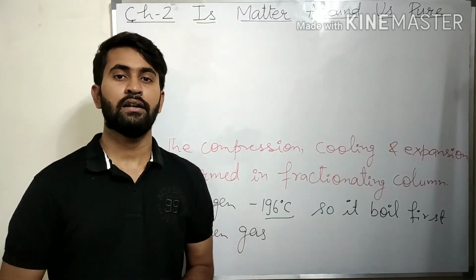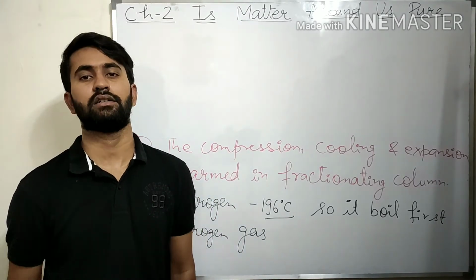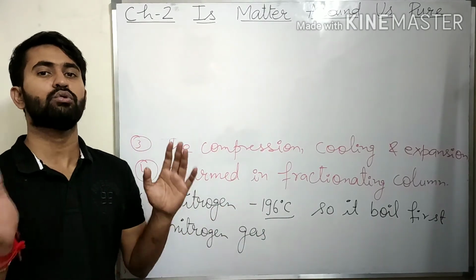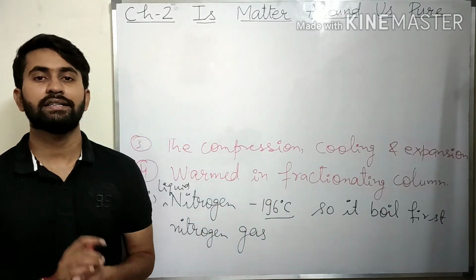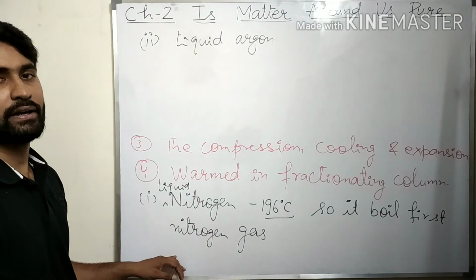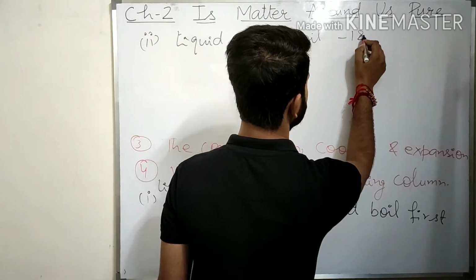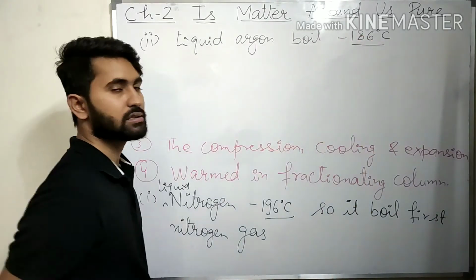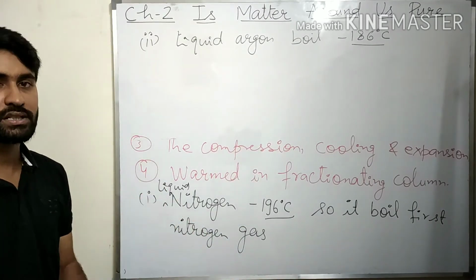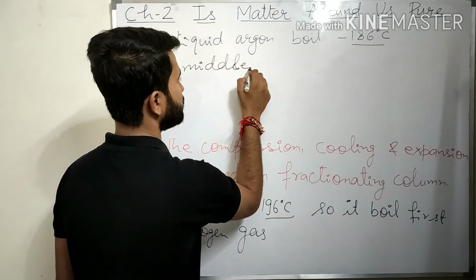The liquid argon has a boiling point of minus 186 degrees Celsius. So it boils after nitrogen and converts into argon gas, which is collected from the middle part of the fractionating column.